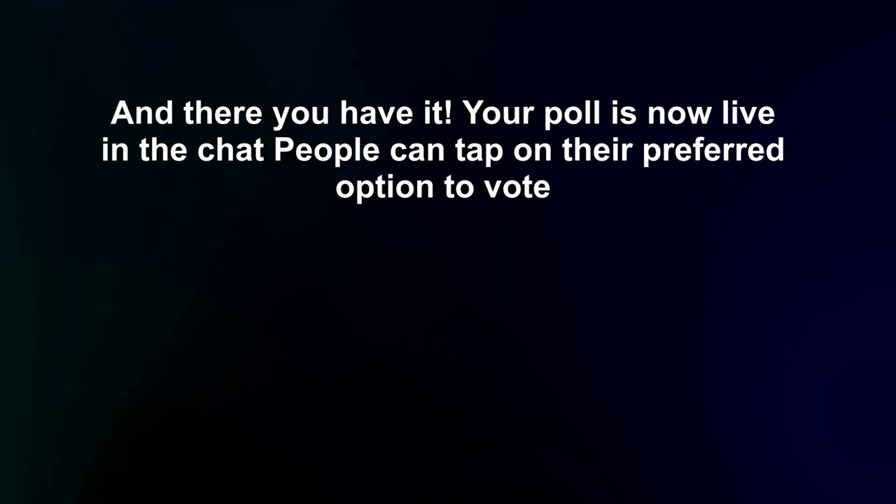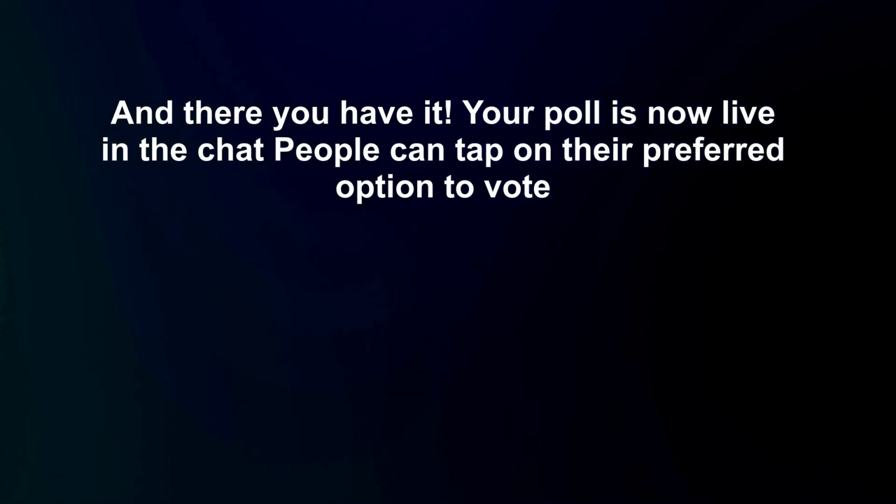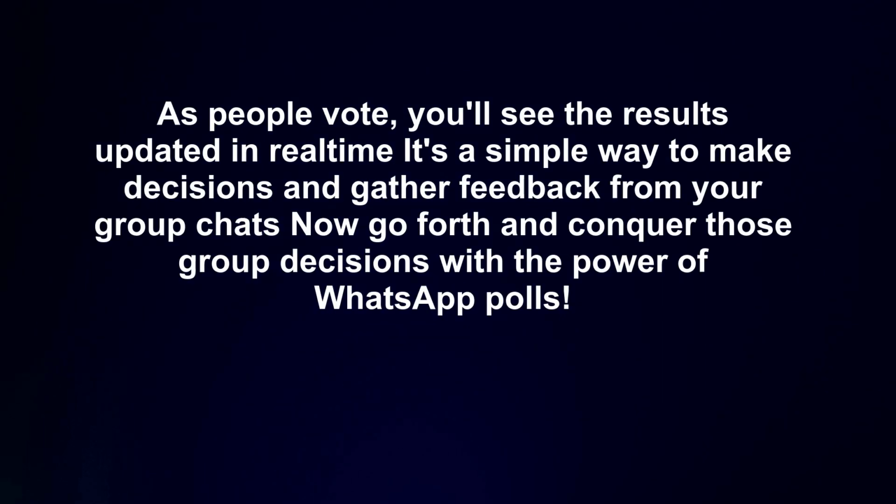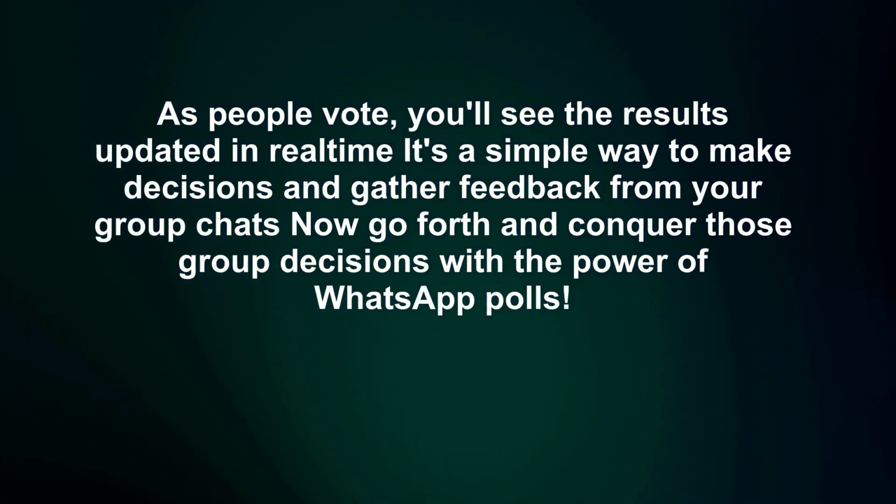And there you have it. Your poll is now live in the chat. People can tap on their preferred option to vote. As people vote, you'll see the results updated in real time.